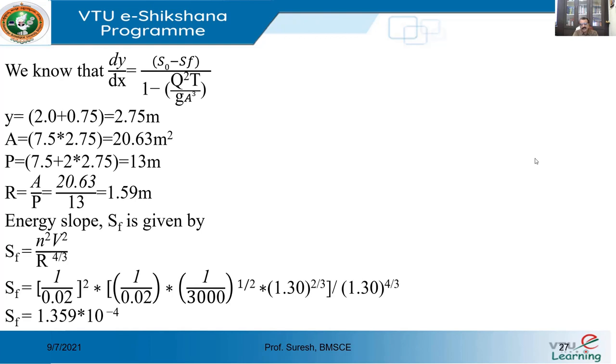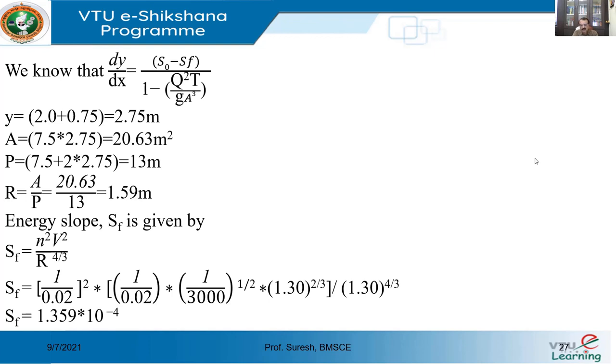But kindly recall, before deriving this dynamic equation, we made some assumptions. What are the assumptions we made? One of the assumptions was that to find the energy slope, we make use of uniform flow formulas such as Manning's formula and Chezy's formula. What do you mean by that? If you want to find the value of SF, you use either Chezy's formula or Manning's formula. In this case, since Manning's roughness coefficient is given, we'll make use of Manning's formula rather than Chezy's formula.